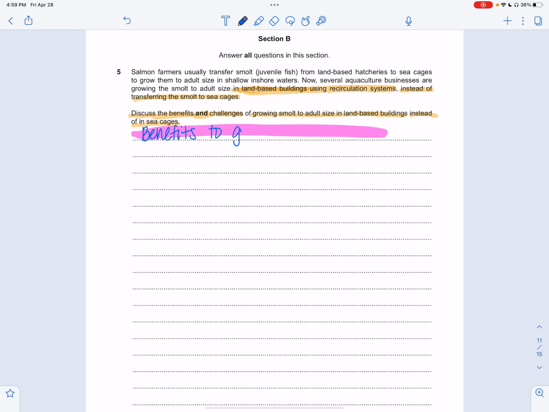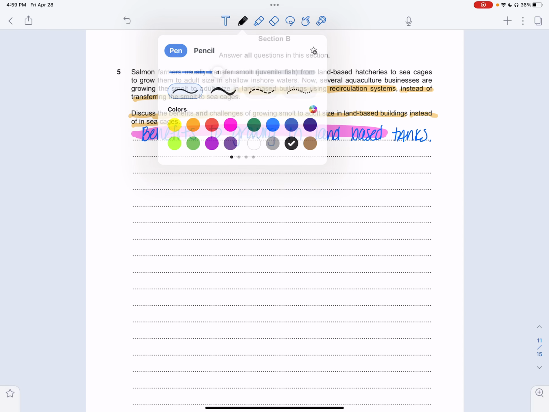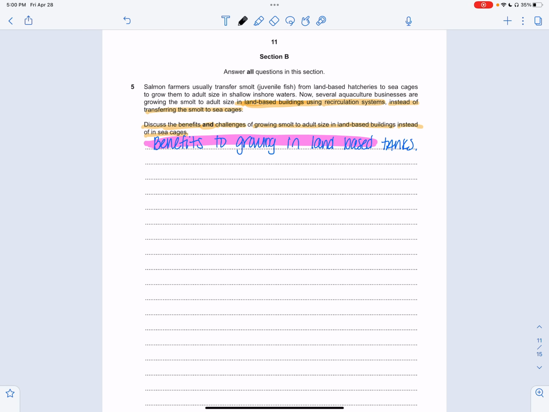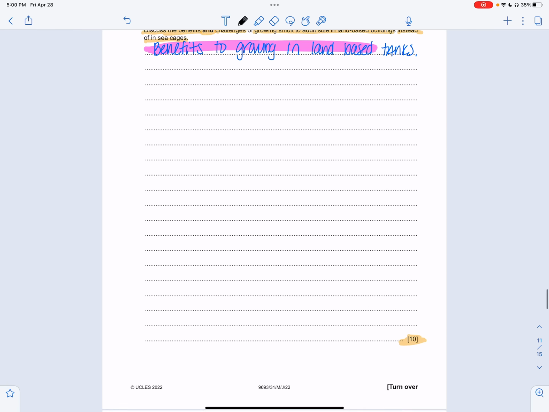So benefits to growing in land-based tanks instead of like an offshore cage. I'm going to write this in black so you can see a little bit bigger. Here are your benefits. And just to tell you with the marks, there's plenty you can write from. In fact, there's 19, and it's a total of 10.